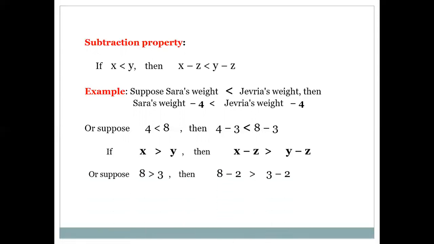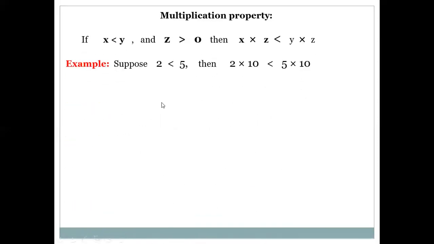For example, 8 is greater than 3, then 8 minus 2 is greater than 3 minus 2. If we subtract 2 from both sides, 8 minus 2 is 6 and 3 minus 2 is 1. 6 is greater than 1, a true sentence. Now, the multiplication property.